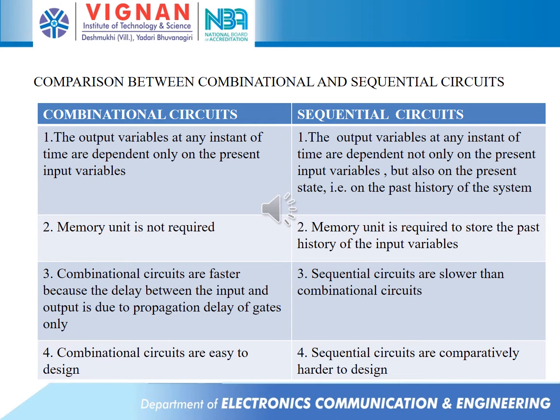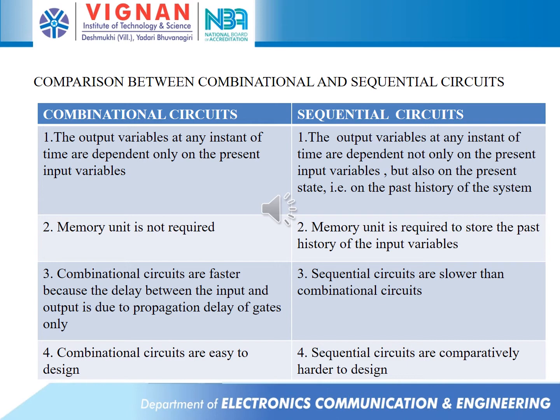The combinational circuits are defined as the circuits whose output variables are dependent on the inputs at that instant. That is, if we apply certain inputs to the circuit, they themselves will decide what the output is.